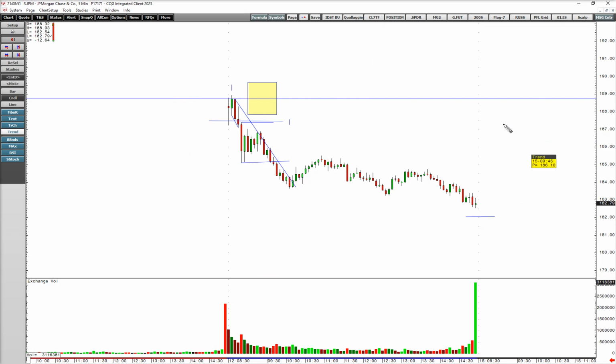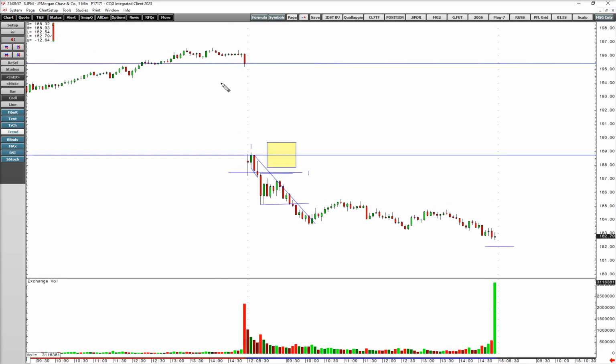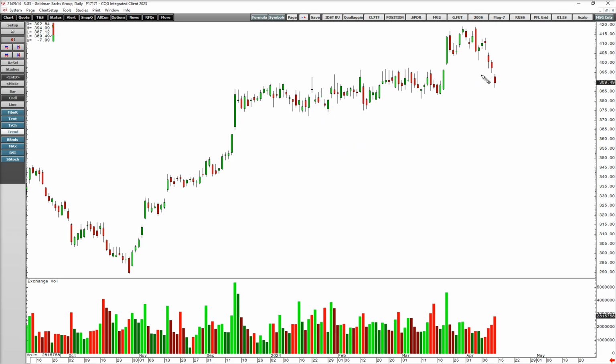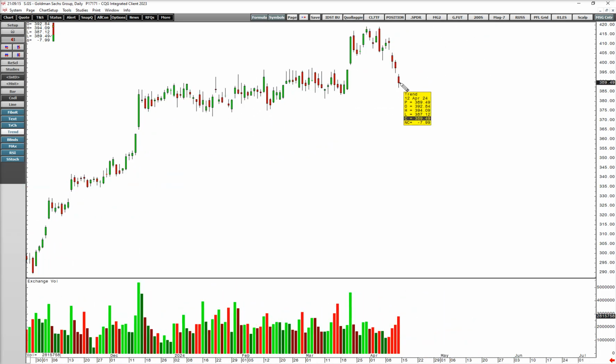So this is a strategy that becomes particularly useful during earnings season, because earnings season will give you some very large gaps. So the key is to be prepared and be ready to take advantage of those. So for example, Goldman Sachs is going to have earnings tomorrow, on Monday, and here it closed at 389.49.